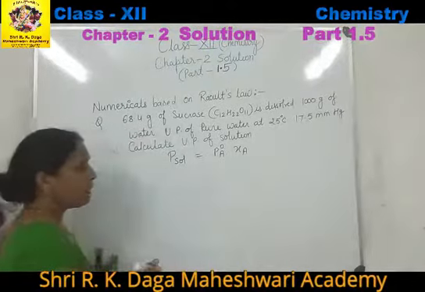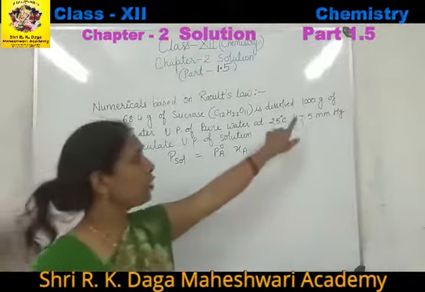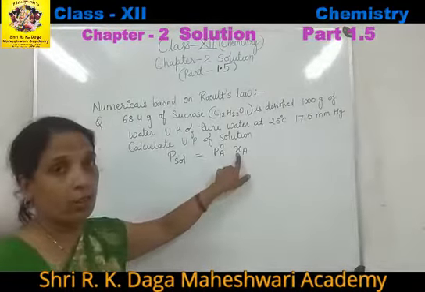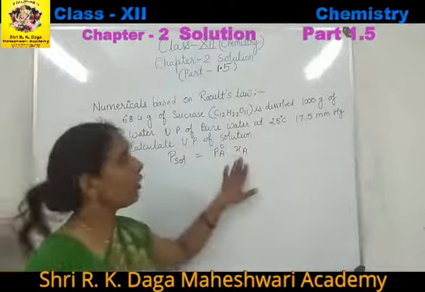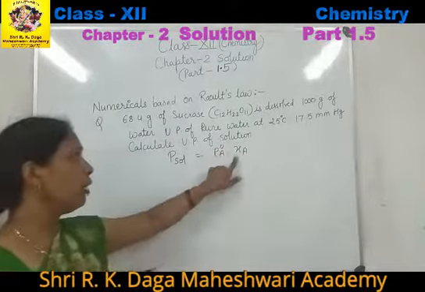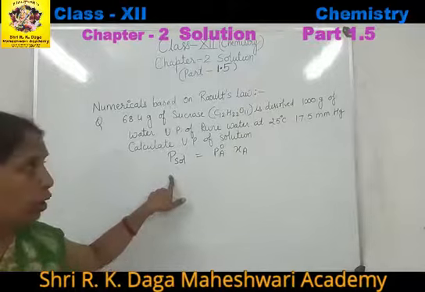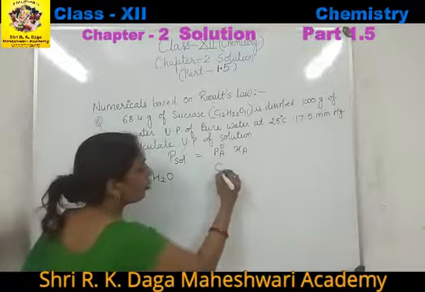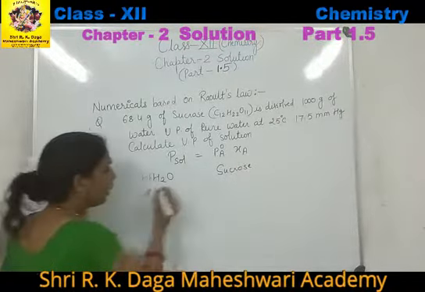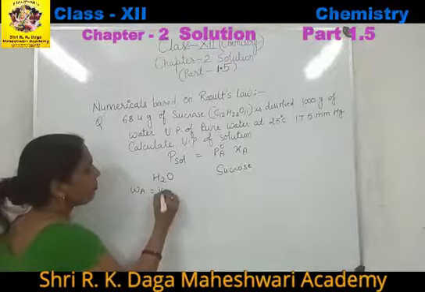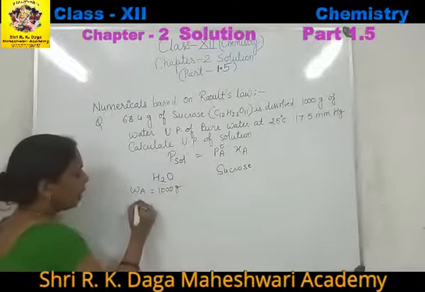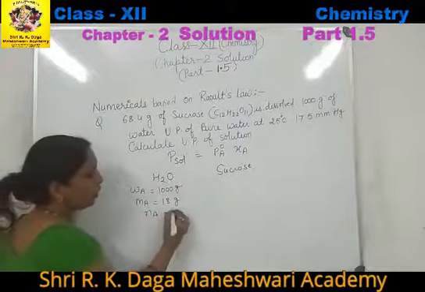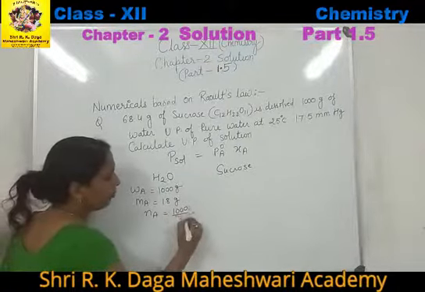Now what problem are we facing here? We have the vapor pressure of pure solvent, that is 17.5 mm, given. But what is the value of XA? So first of all, we will calculate XA, then we will put the value here and calculate the vapor pressure of the solution. So how will you calculate? Our solution is made up of water and sucrose. The weight of water is 1000 gram and the molecular weight of water is 18 gram. So the number of moles of water will be 1000 divided by 18.